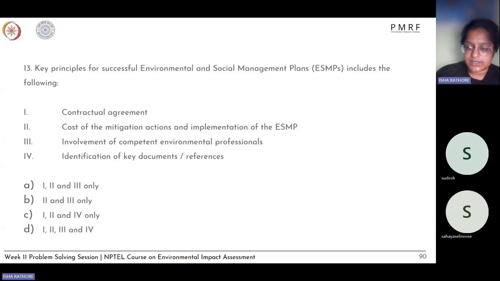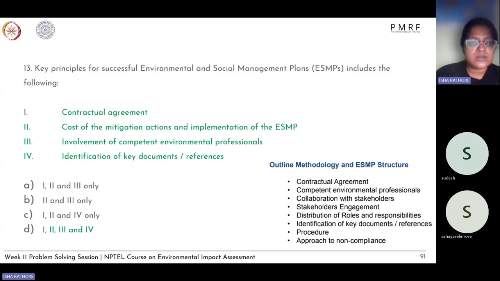Okay, we have an answer D. So D is the correct answer. So all the four options which are mentioned are correct and included in the key principles for successful ESMPs. So we have the contractual agreement, the cost of mitigation actions and implementation of the environmental and social management plan, the involvement of competent environmental professionals, and the identification of key documents and references. So D, 1, 2, 3, 4 is the correct answer. So, moving on to the next question.